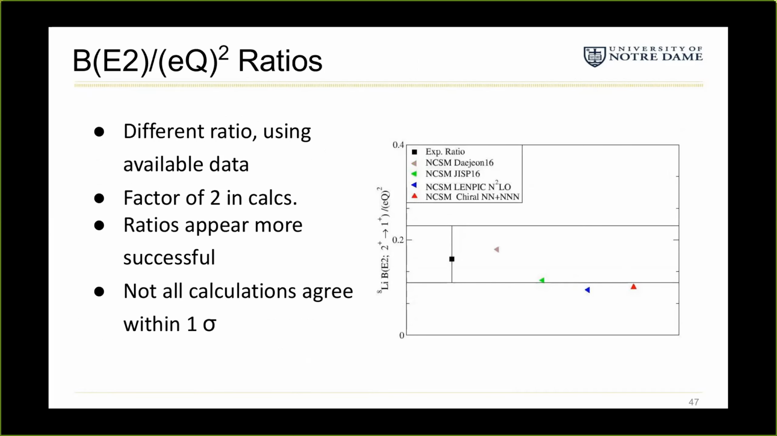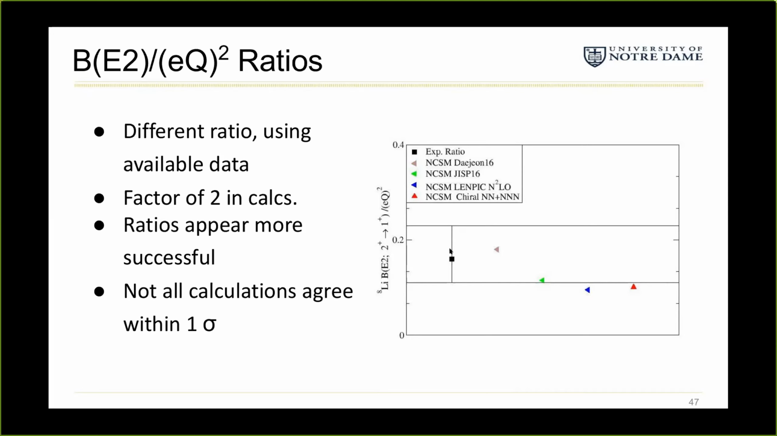We looked at the ratio of this BE2 to the electric quadrupole moment of the ground state of lithium-8. The electric quadrupole moment is akin to a ground state to ground state transition. And the same ratio was looked at by our theorist friends at Notre Dame for beryllium-7 and lithium-7, and they showed the same convergence behavior and the same interaction independence that we've seen in the previous BE2 ratios. So it's a different ratio. We're just using the available data to help these calculations.